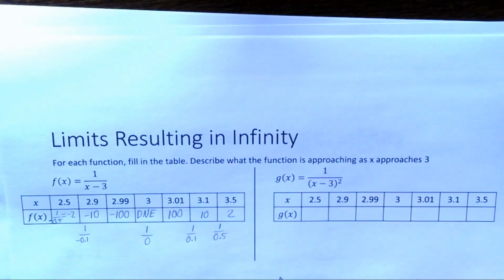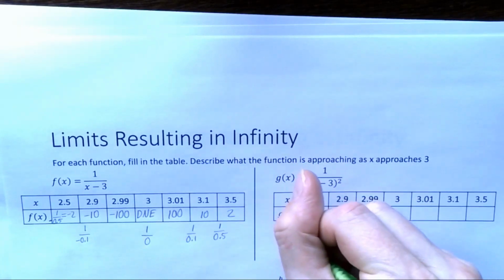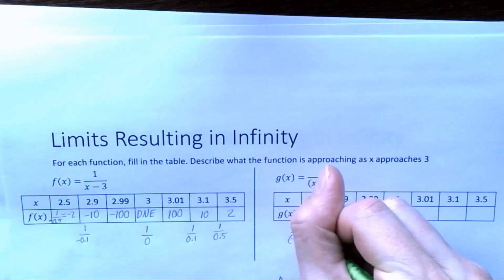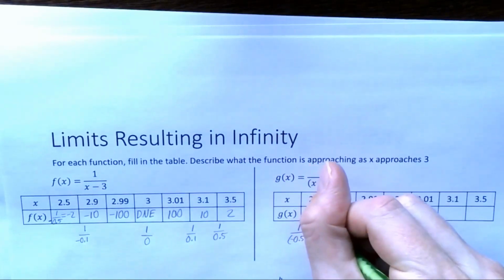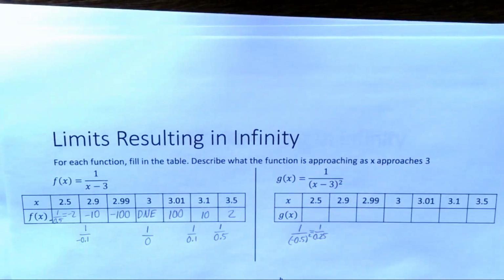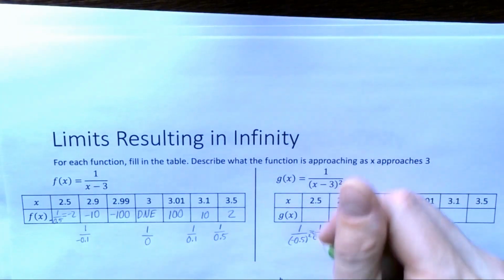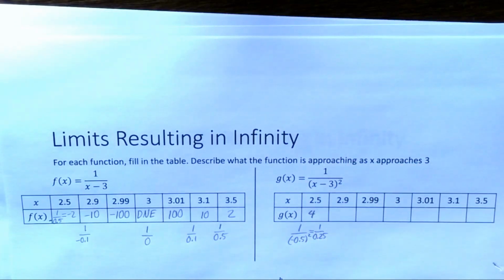So plugging in 2.5, we get 1 over negative 0.5 squared. It's 2.5 minus 3 is negative 0.5. Now, squaring a negative number results in a positive number, so this is equal to 1 over 0.25, and it's positive, because again, a negative times a negative is a positive. So, 1 divided by 0.25 is 4, and again, that's a positive 4.